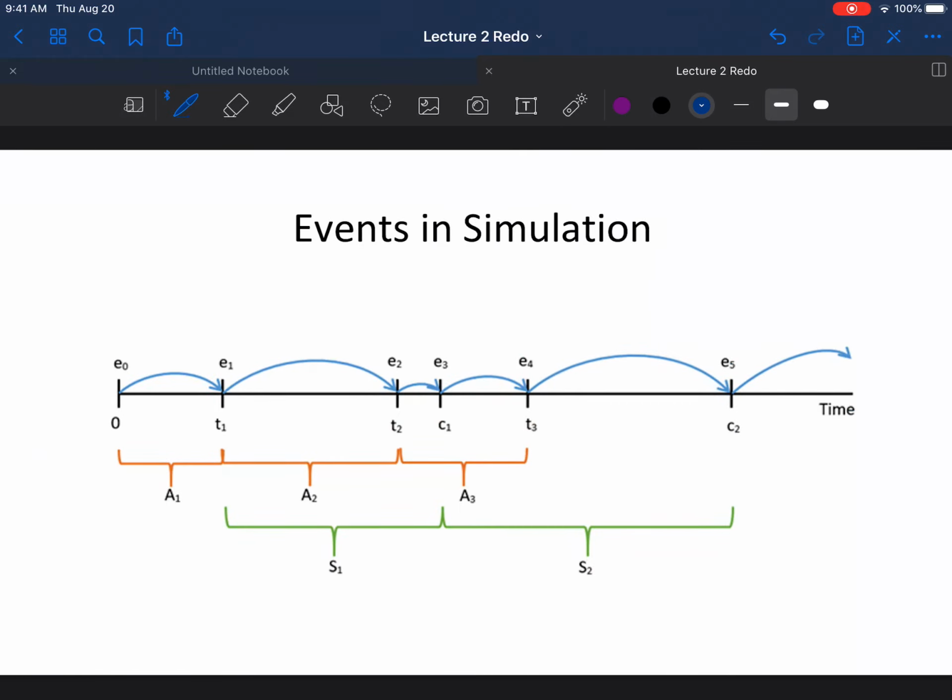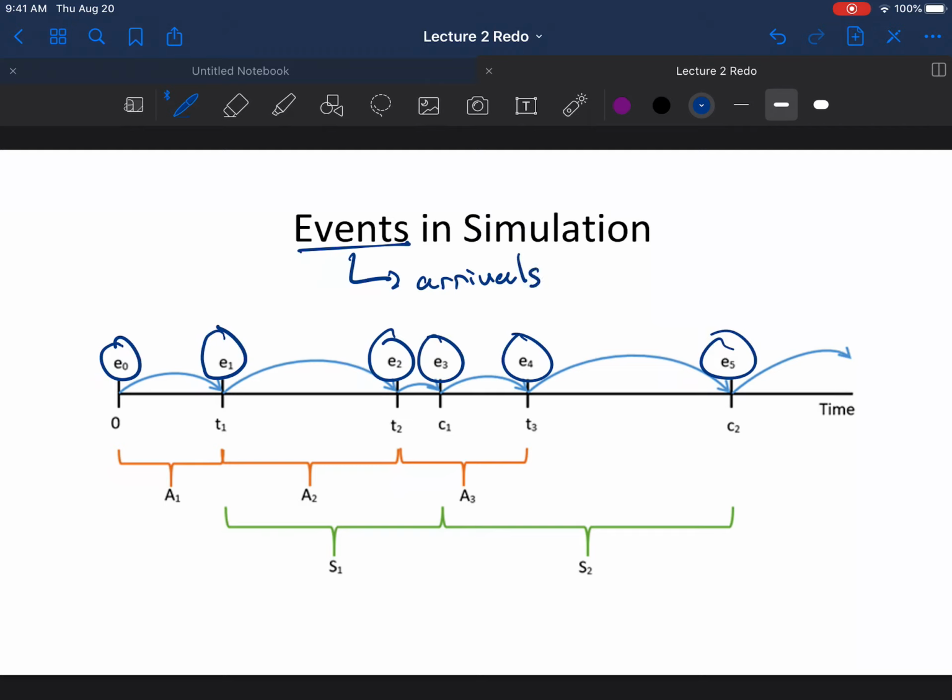When we are thinking about the simulation, we're basically going to take snapshots. The first snapshot will be time 0, and that's E0. Then the second snapshot will be the first arrival. The third snapshot will be the next event. Each of these E's represents an event. Events here are, for us, either arrivals or departures. And of course, in general, it could be more complicated.